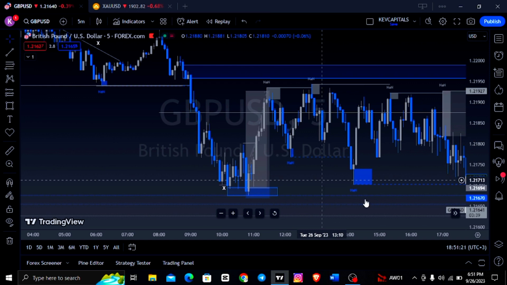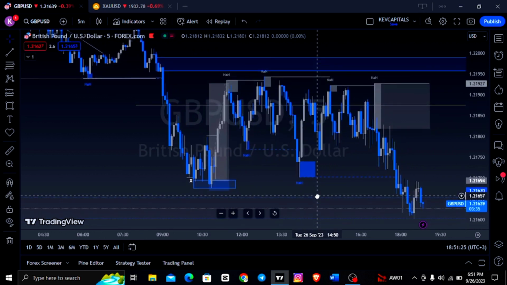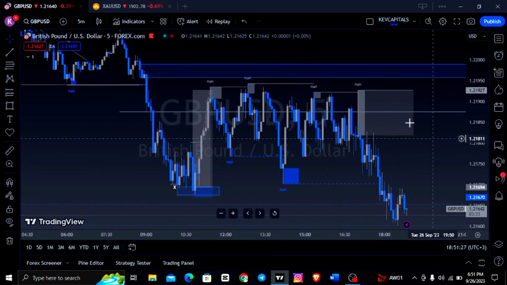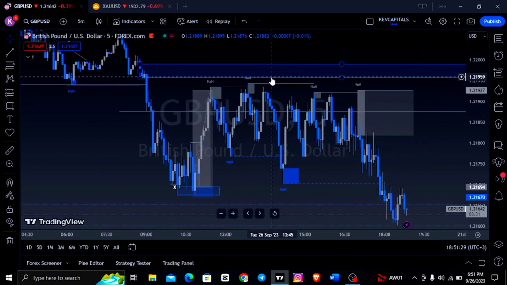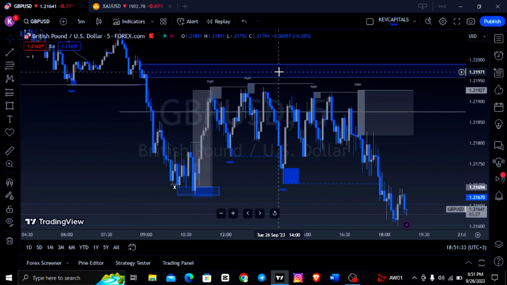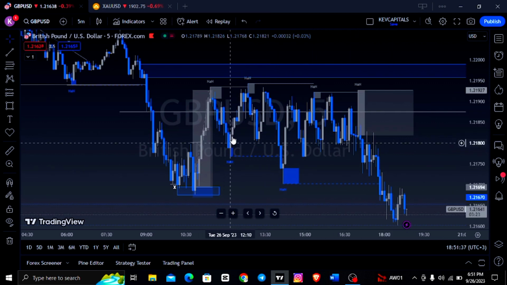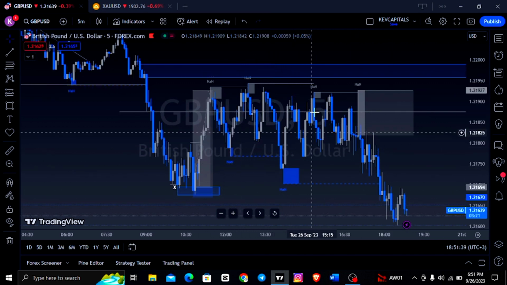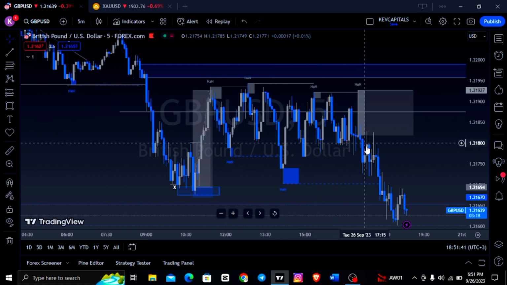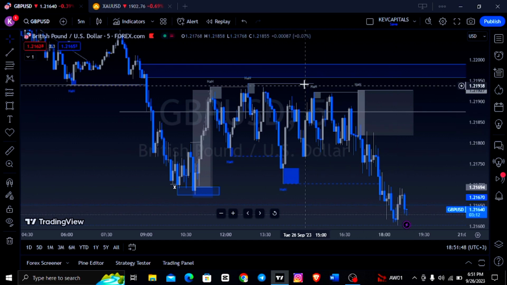But as you can see, the market did not touch our price of interest, because we are waiting for the market to hit this point, then reverse back. But the market was just consolidating at this point, and finally the market just went downwards without even tapping our POI.